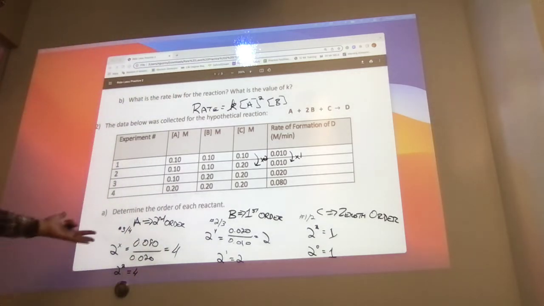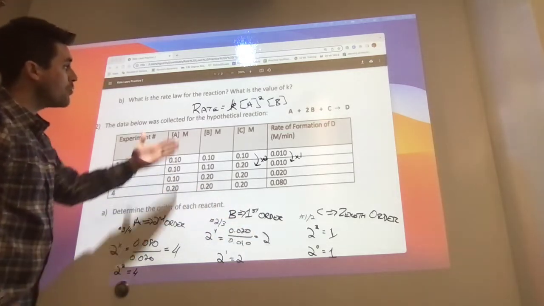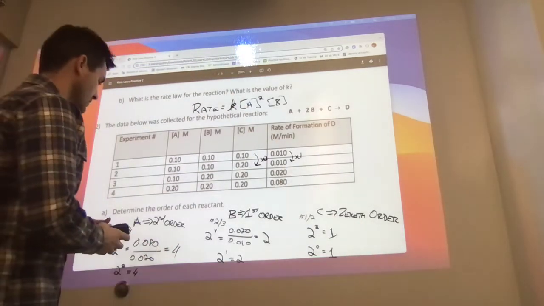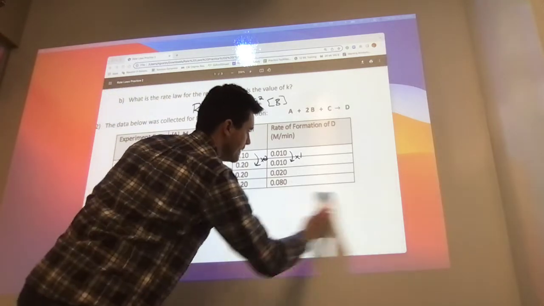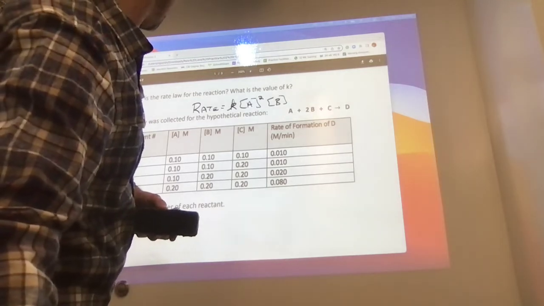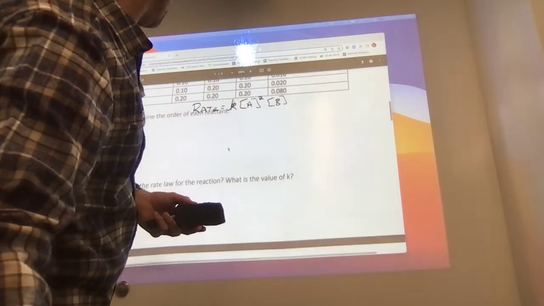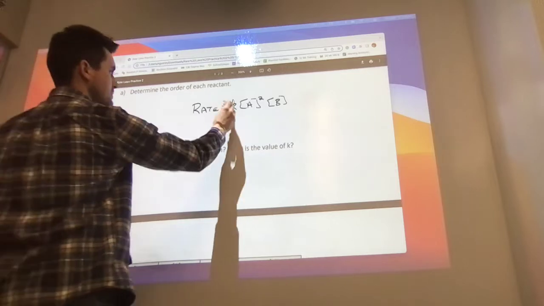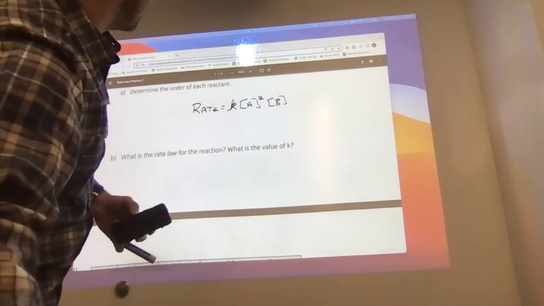So here we go. I've analyzed my data to figure out the orders. In doing so, I've already figured out what my generic rate law is going to be for this reaction. So I finished problem A, and I have a rate law. Let's see what the next part of this question asks me. As I scroll down, it looks like most likely it's going to ask me to either calculate the rate or the rate law. So it does. It asks me, what is the rate law for this reaction? I already have the rate law for this reaction. I went ahead and did that while I was finding the orders.